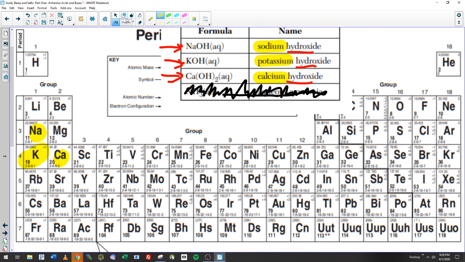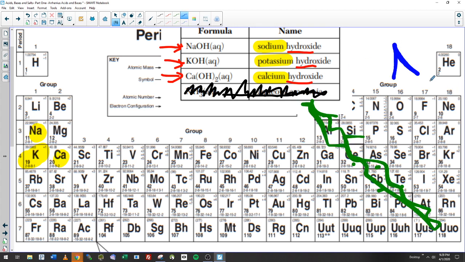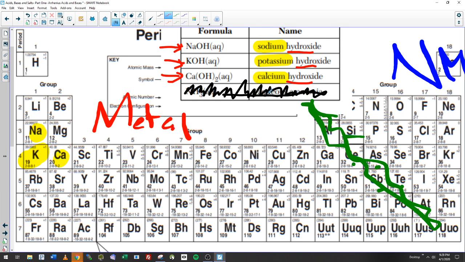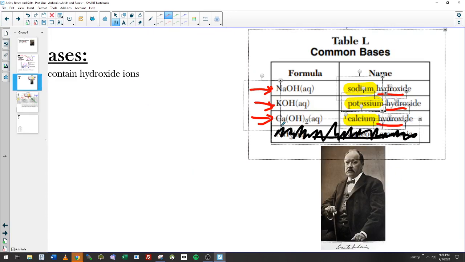Something I want you to realize, no matter where these things are, these are just some. These are not all of the bases, but these are just examples of bases. If I were to cut this periodic table on the green staircase, the metalloid staircase, over here is where I have all my non-metals. Over here is where I have all my metals. It is really interesting because everything that's in this first position on this table, according to Arrhenius, should be metals.